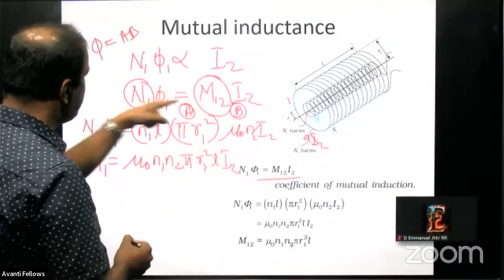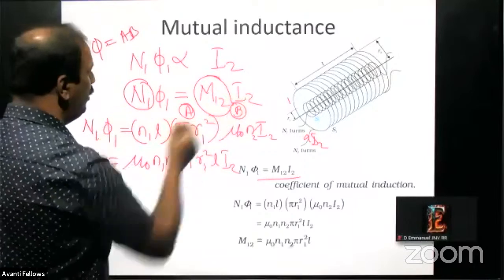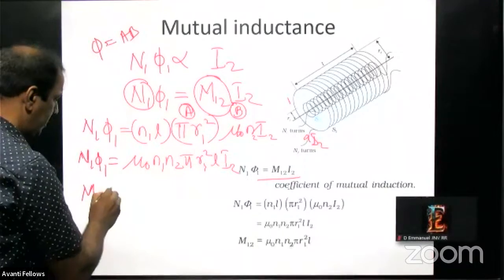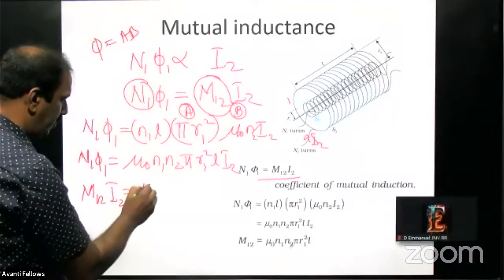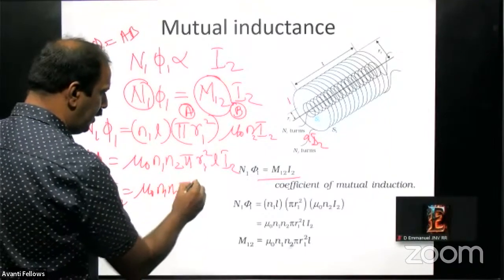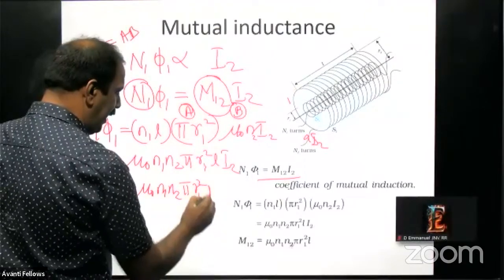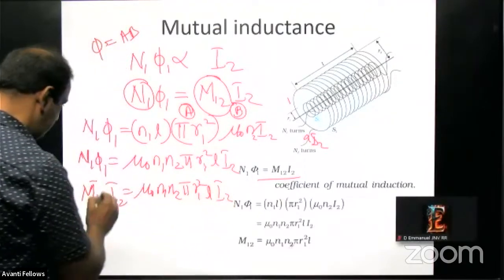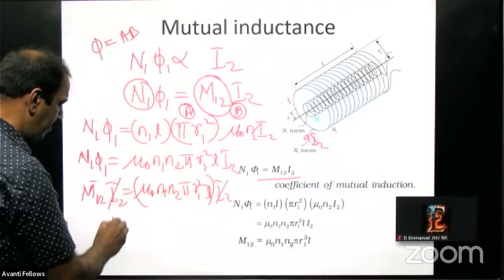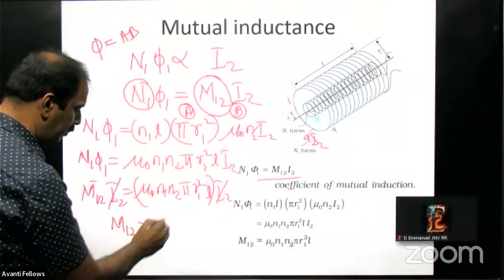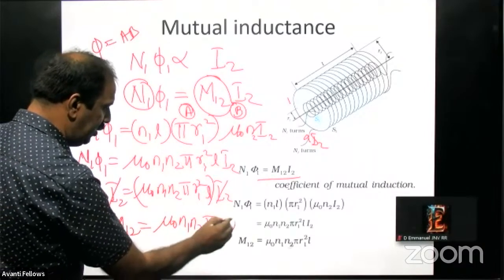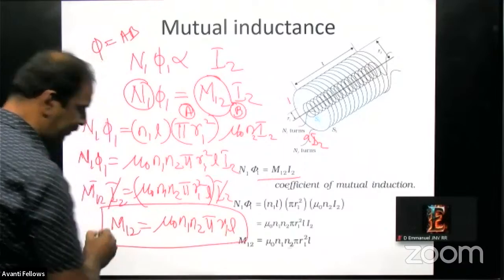Okay, now what is our equation here? This is equal to M12 into I2. So you see here, M12 into I2 is equal to this one, mu naught n1 n2 pi R1 square L into I2. So this one will be this much. Remaining I2 same. So M12 is equal to mu naught n1 n2 pi R1 square L. So the mutual inductance is this one.